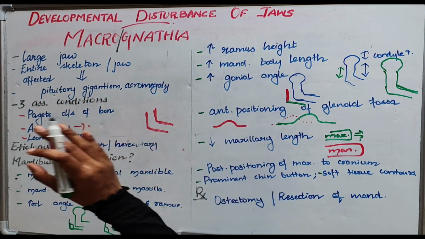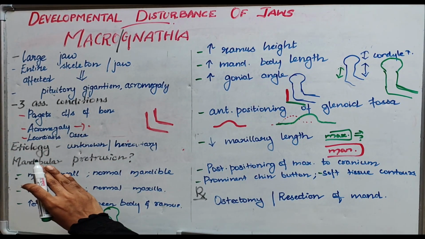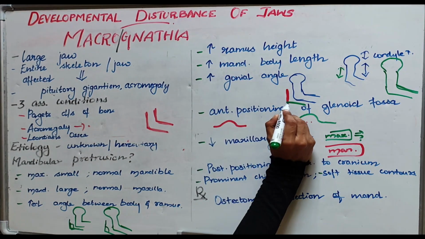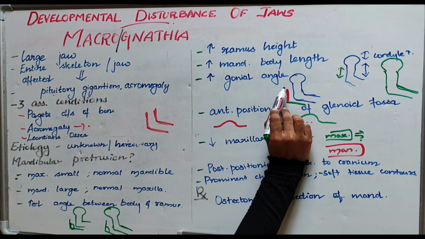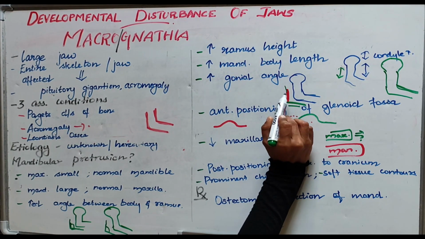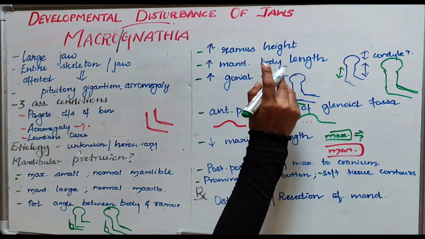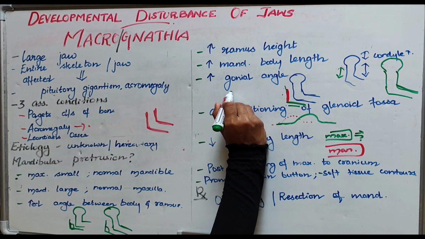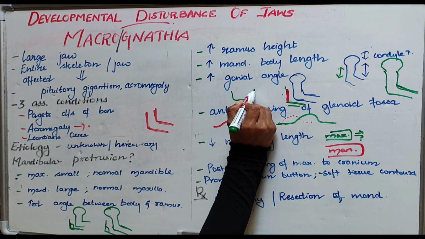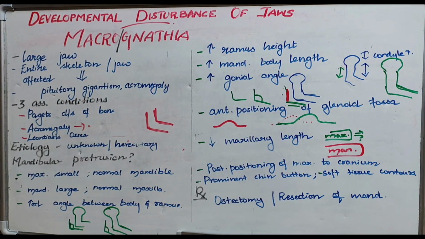Next, increased gonial angle. What is the gonial angle? It is the angle between the posterior surface and the lower border. So this is the posterior surface and this is the lower border. The angle between both, the posterior and lower border of the mandible, is the gonial angle. Normally the angle will be like this, but in case of macrognathia the angle will increase. So when this increases, you can see it as a large mandible.